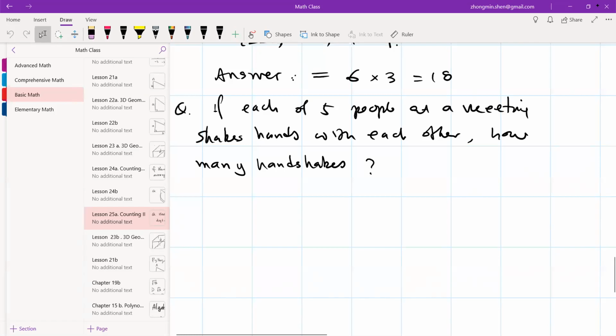Kevin, what do you got? 20. Wait, no, it's 20. Jasmine got 10. Right. It's 20, because you multiply 4 by 5.